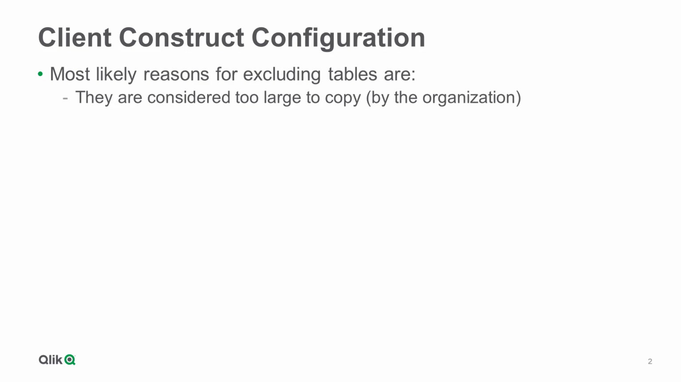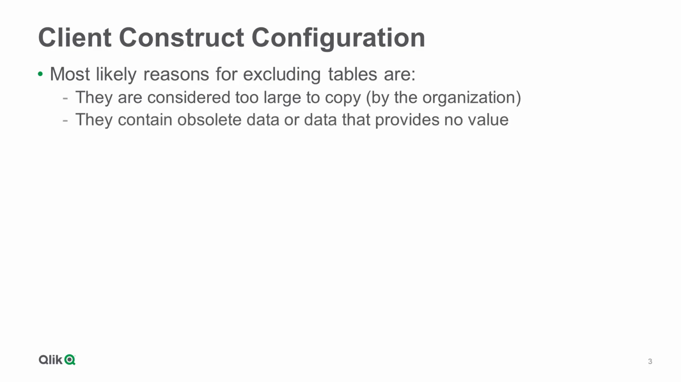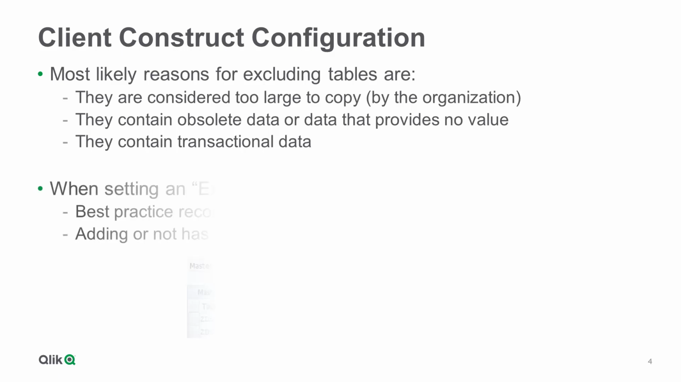One is because the tables are determined by the organization to be too large to copy, and so a subset of the data is typically copied instead using Data Echo. A second reason is because tables may contain obsolete data, or copying the data simply provides minimal or no value. The last reason is because tables may contain transactional data, and therefore they should be copied using data echo instead.